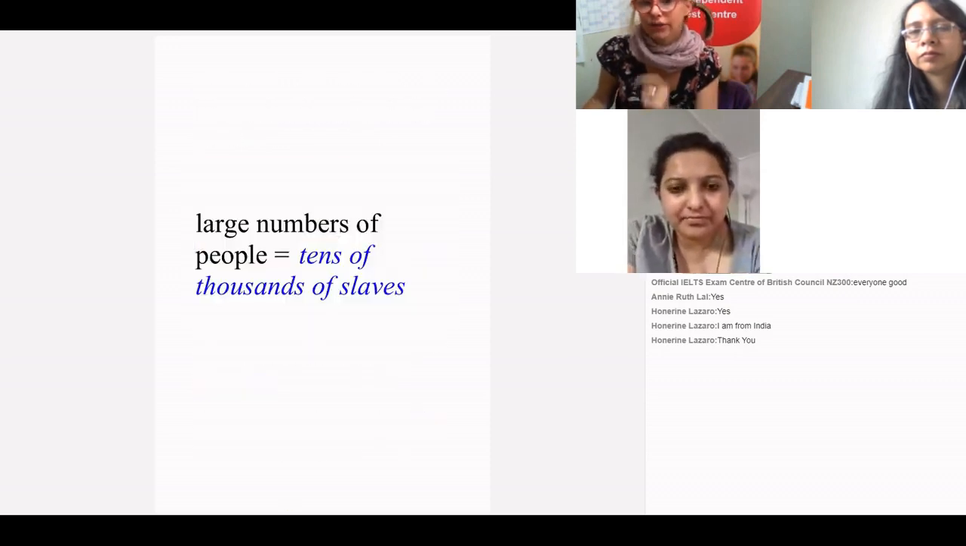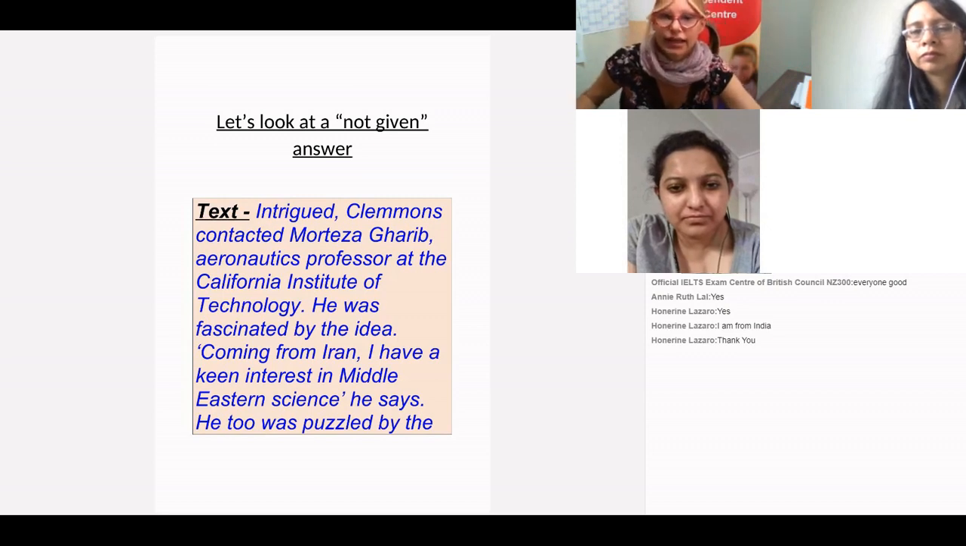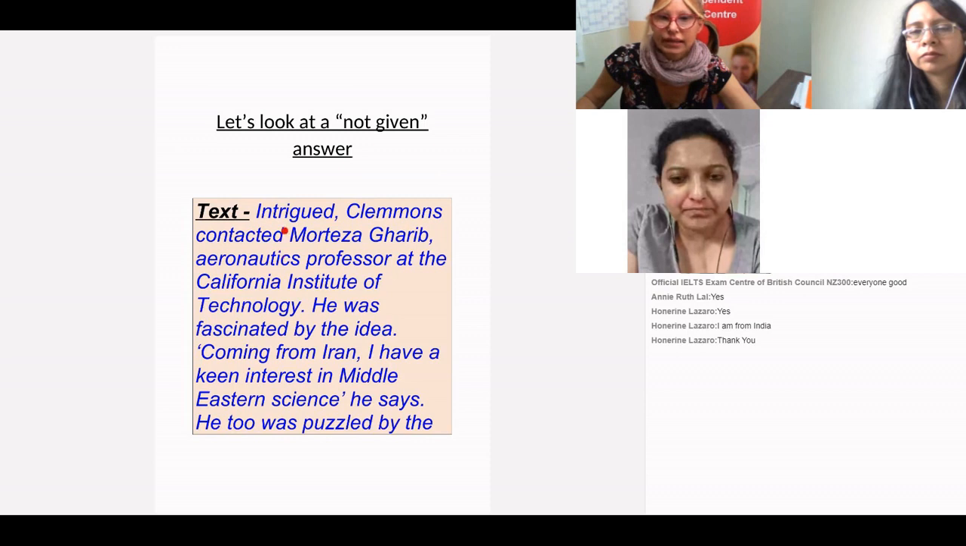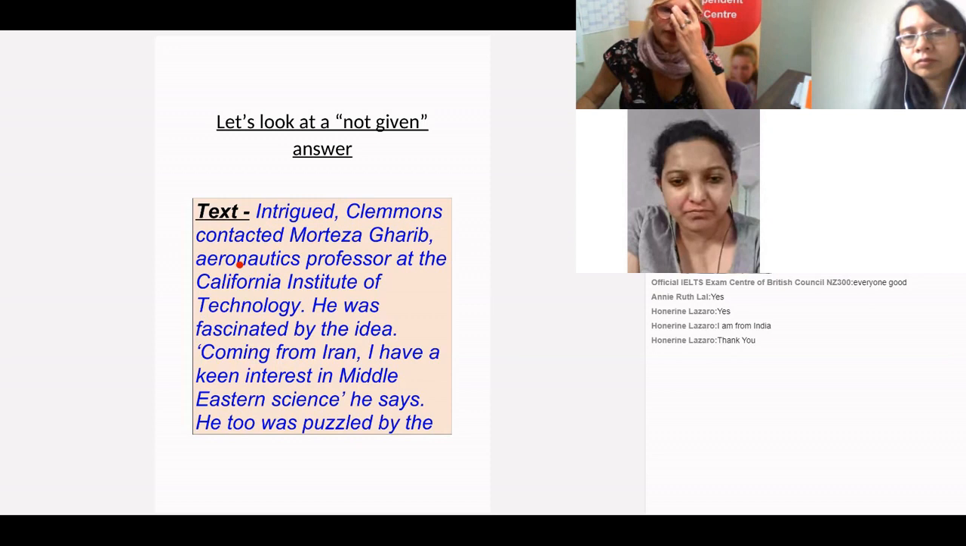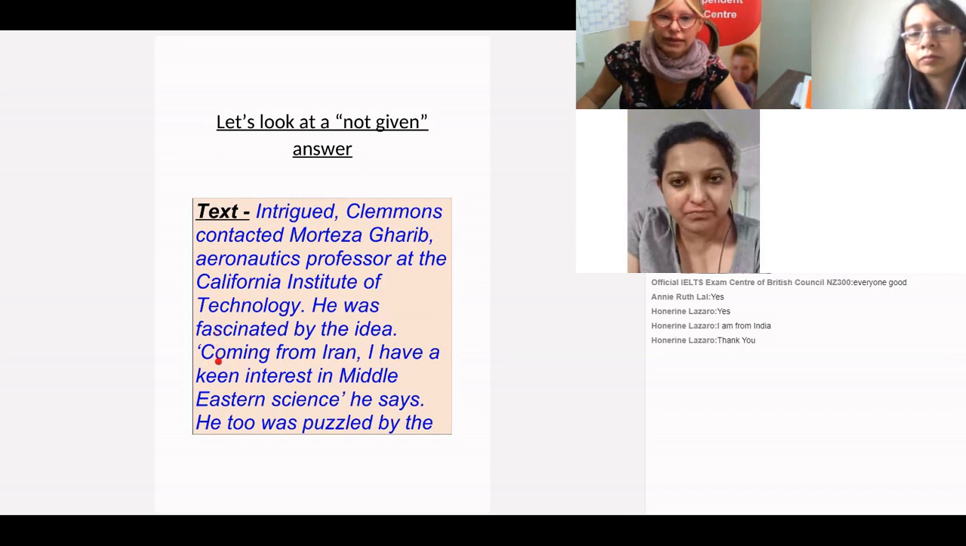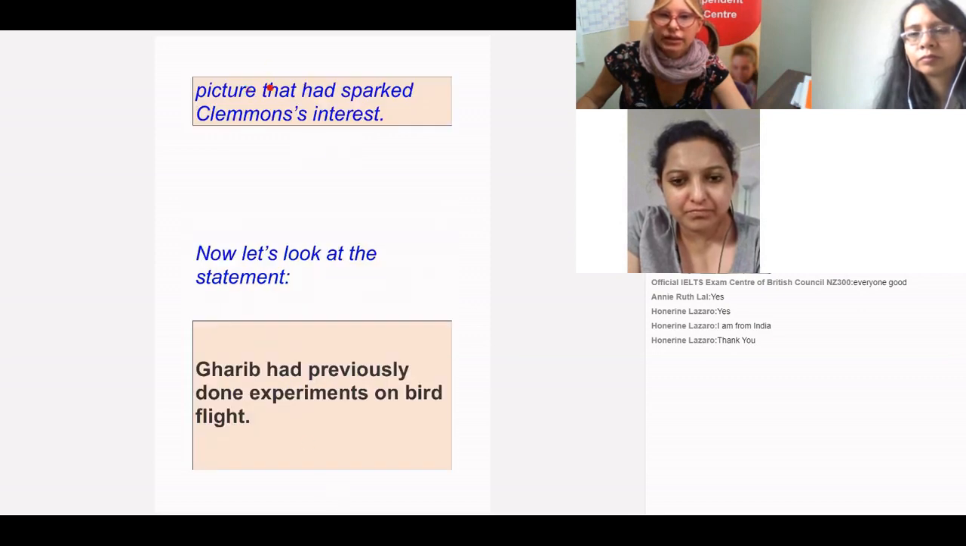Okay, so let's move on to now look at a not given answer. Okay, so here is our text. We'll just read it out slowly. Intrigued, Clemens contacted Mortessa Garib. This is a totally different topic, a totally different text. Mortessa Garib, aeronautics professor at the California Institute of Technology. He was fascinated by the idea. Coming from Iran, I have a keen interest in Middle Eastern science, he says. He too was puzzled by the picture that had sparked Clemens' interest.